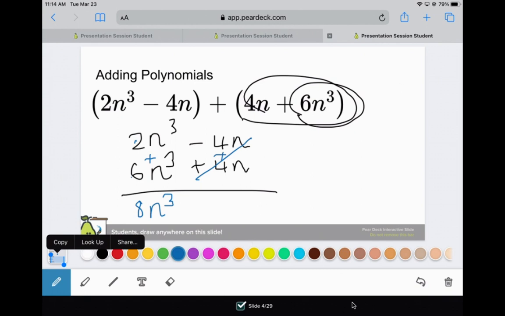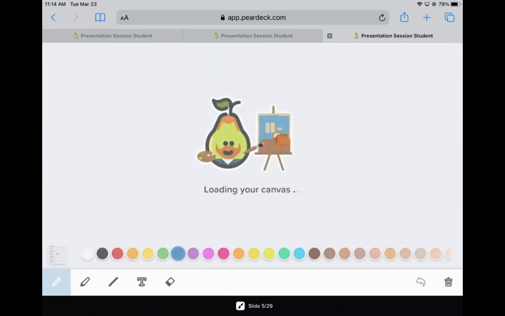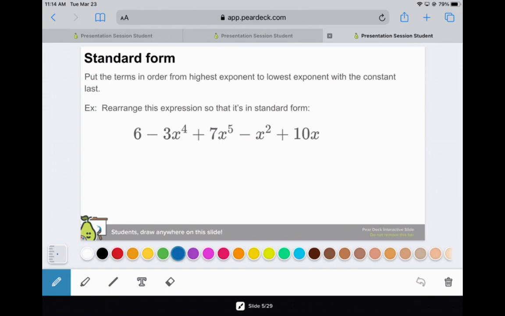Okay. All right, let's do another example. Let's look at this. So I have this one. Rearrange this one. So the answer is yes, it is 8n to the third.